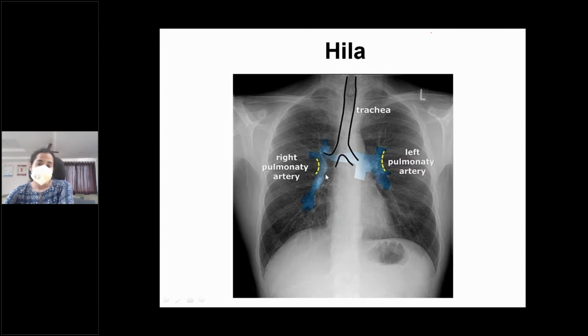And this is the trachea. You have the right pulmonary artery a bit lower than the left pulmonary artery. I already told you. Here, if you see, the right pulmonary artery is a bit lower than the left pulmonary artery, and the bronchus here is a bit above the right pulmonary artery, whereas on this side you have the left main bronchus a bit lower than the left pulmonary artery.